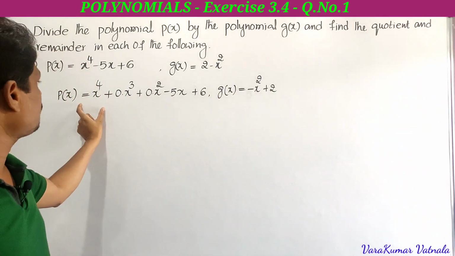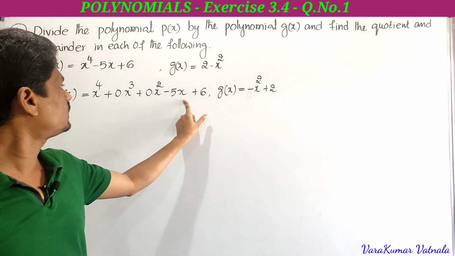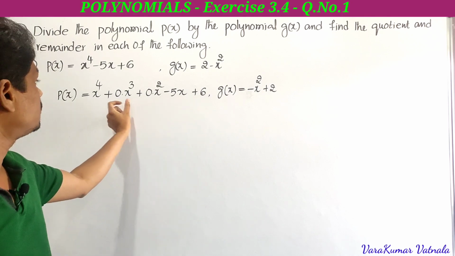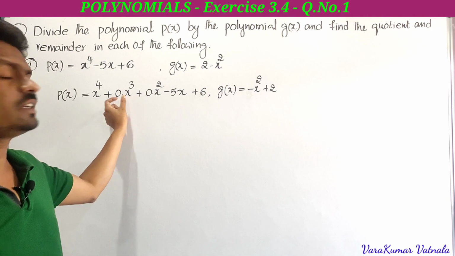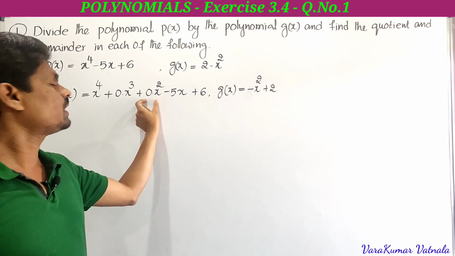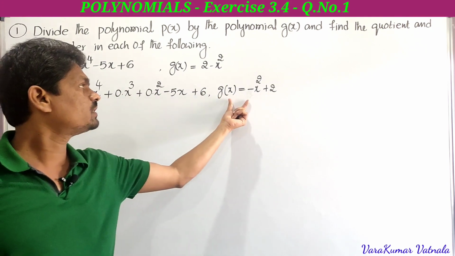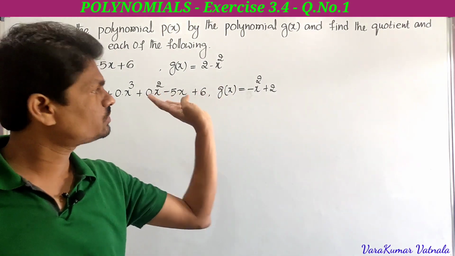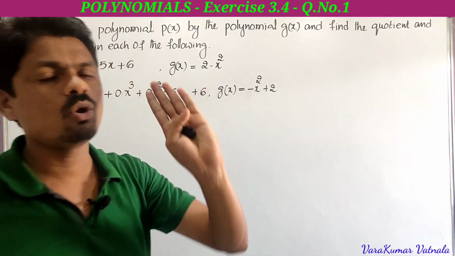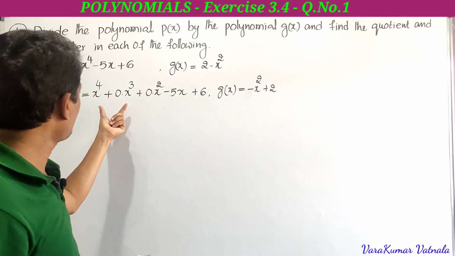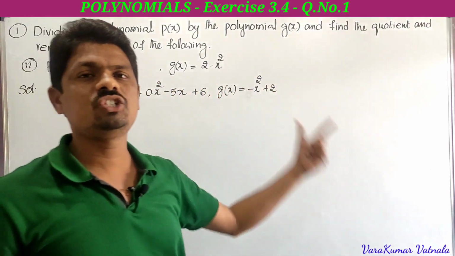But in the p of x we must write 0 into any missing term. Suppose the x cube term is not there, we have to write 0 into x cube. Here also 0 into x square. But in g of x we simply write the terms in standard form, we need not write 0 into x here. That you have to remember. So now we have to divide p of x by g of x.